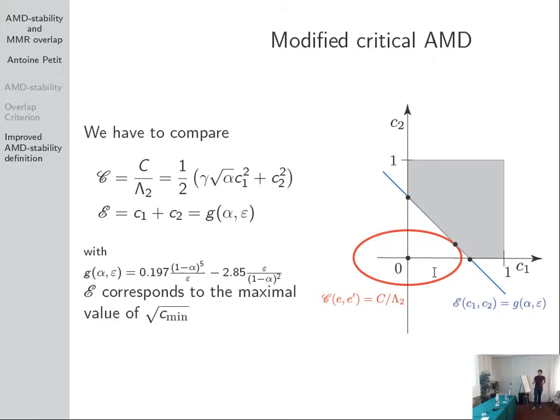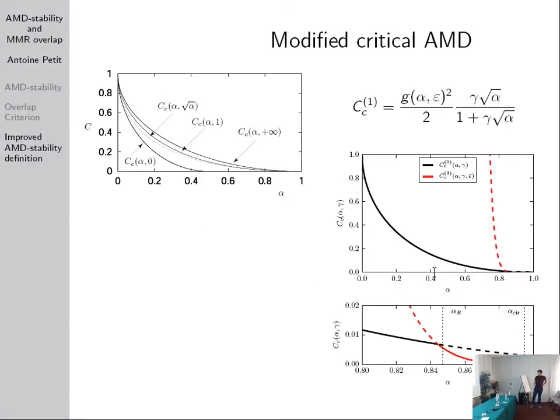And since our criterion that is written here, so G is a criterion, and square root of C mine can be reduced to C1 plus C2 in the maximum case, if we want to maximize it. We have a simpler expression, and so we can derive a critical AMD for the mean-motion resonances. So this is this expression, and so we have to modify those graphics to those ones.